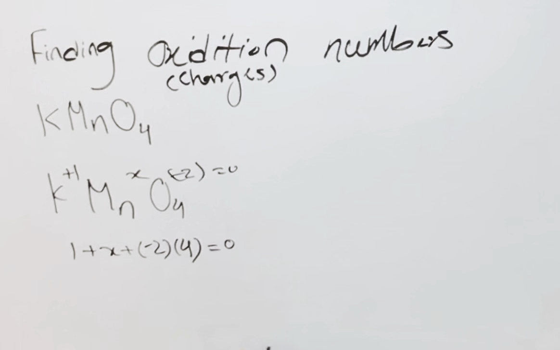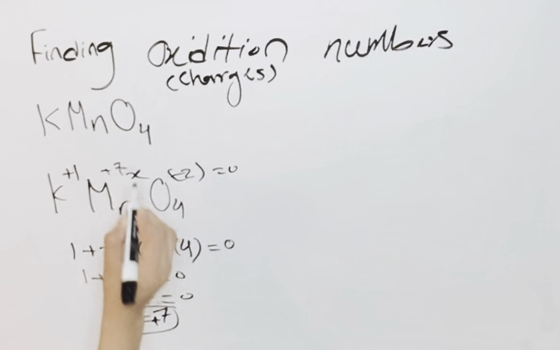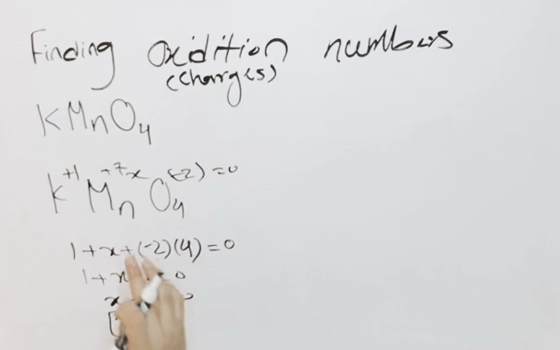Now, from here, we just have to solve for the value of X. 4 times -2 is -8, so we have 1 plus X minus 8 equals 0, and X minus 7 equals 0. And if we move the 7 to the right side of the equation, X is equal to +7. And it's important that you have that sign in there because it tells you what the oxidation state is. And as you can see, it's pretty straightforward to figure out the oxidation number for something.